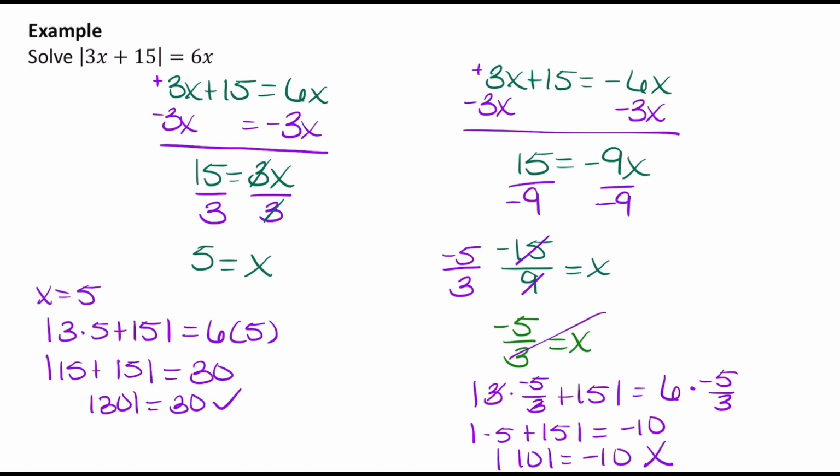So that means that this is an extraneous solution, right? So we're just going to cross that out, and we're not going to include that in our final answer. So the only solution is going to be x equals 5.